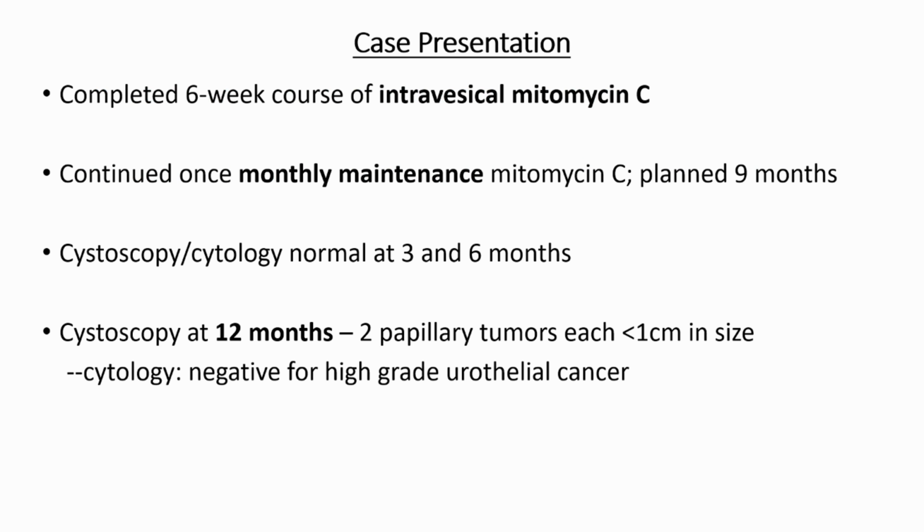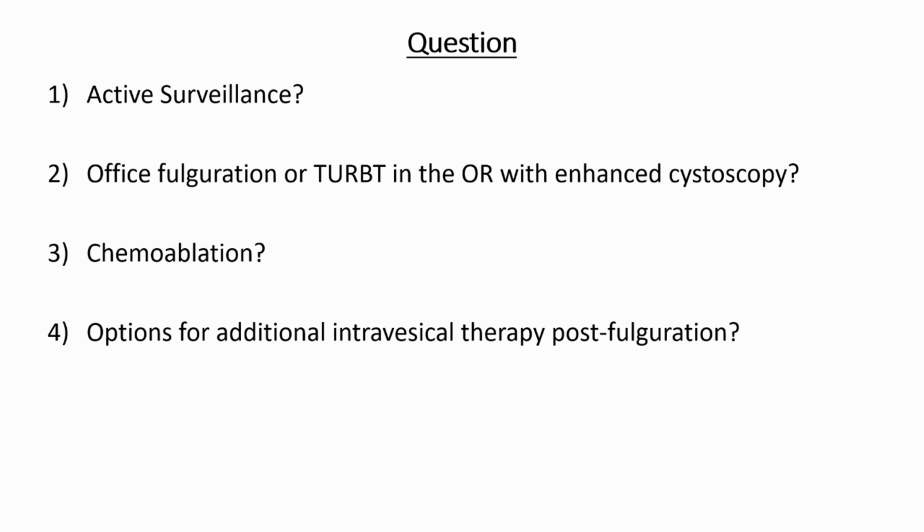Okay. So the patient did get a 6 weeks course of intravesical mitomycin C, monthly maintenance mitomycin for 9 months. Cystoscopy and cytology were normal, except at 1 year of follow-up, 2 papillary tumors were demonstrated by office cystoscopy. They certainly looked low grade, and the cytology came back as negative. We're just going to put up some general questions here at this point about some concepts I think that we should all be talking about.